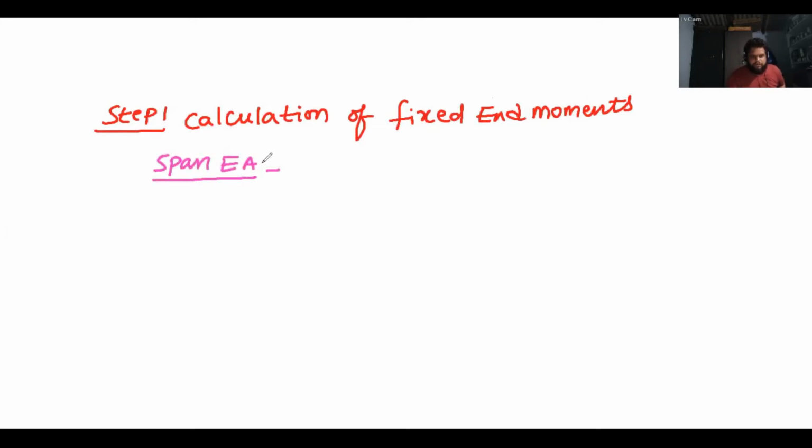So how do you represent the span EA? Initially we have a hinged support here, but now I am replacing it with a fixed support, and here I have a load of 3 kilonewtons. This is E and this is A. This will create an anti-clockwise deflection, so to restrict the deflection we will have a clockwise moment. Now, the length they have given is 0.915 meters.